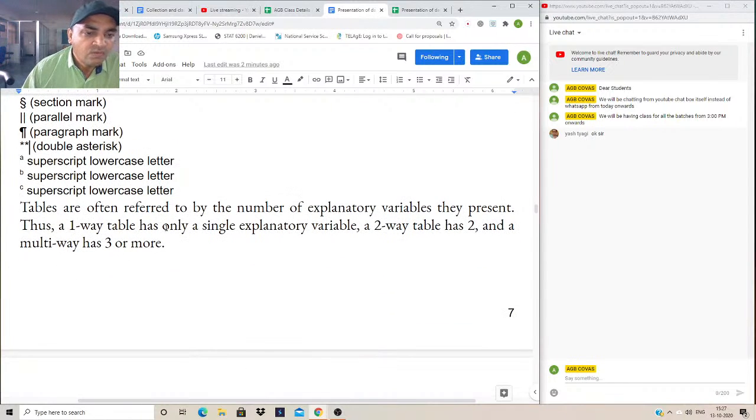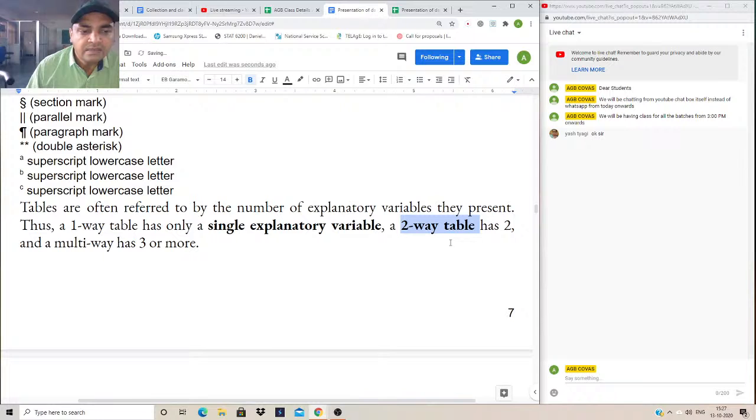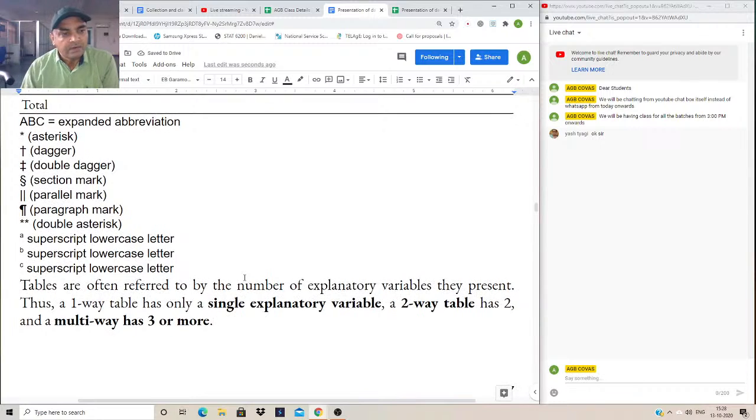Then these tables are often referred to by the number of explanatory variables they present. So these may be a one-way table, which can explain a single explanatory variable. If one variable has been included in the table, then it is known as a one-way table. If there are two explanatory variables, bivariate data, then it will be a two-way table. And if it has three or more, then it will be multivariate. Right? So this completes our table or tabulation.